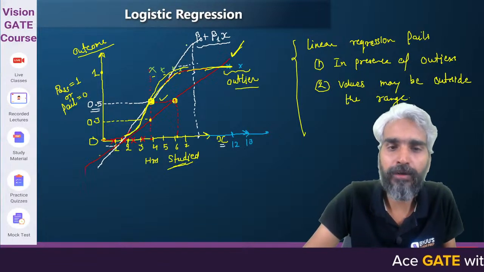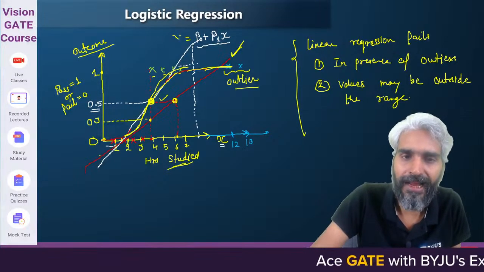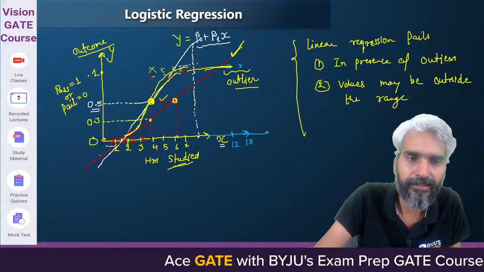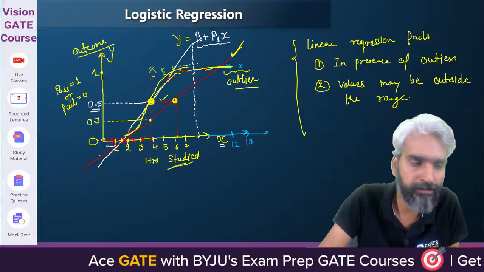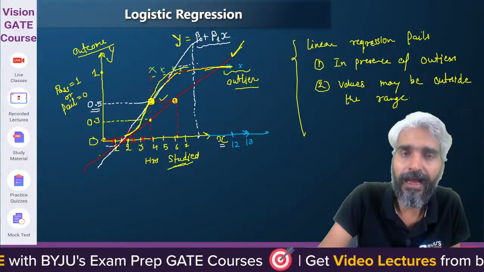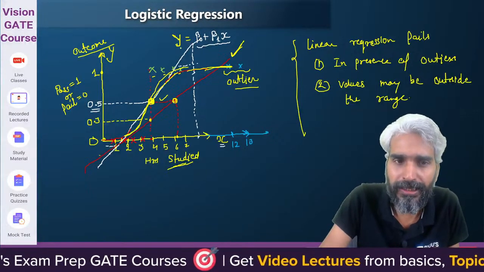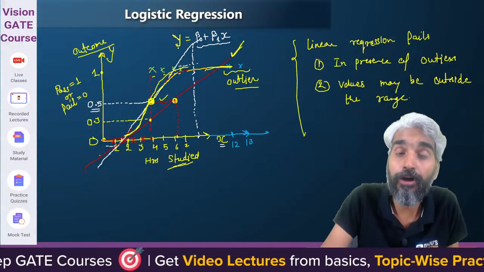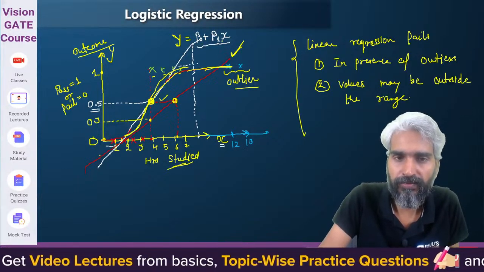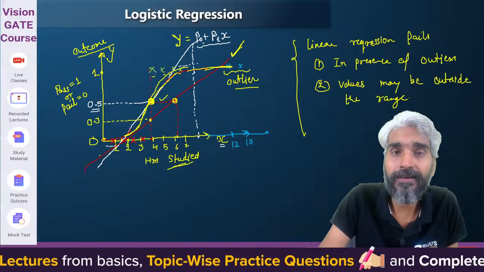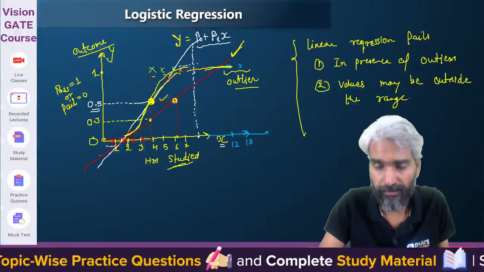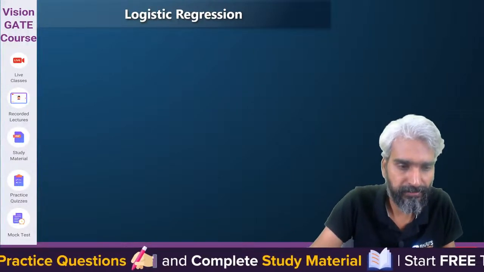So please try to understand, this is your function y. This is the predicted value of y. How do we predict? Let's assume that this is y. So y equals 1 means pass, y equals 0 means fail. Now we want to do something so that the value of y never goes beyond 0 and 1, meaning it remains between 0 and 1. So please try to understand this concept.